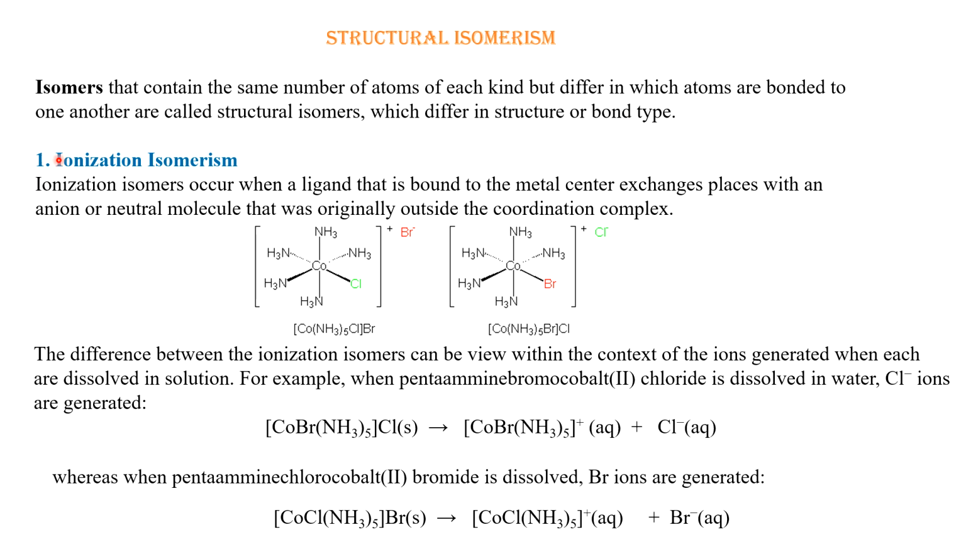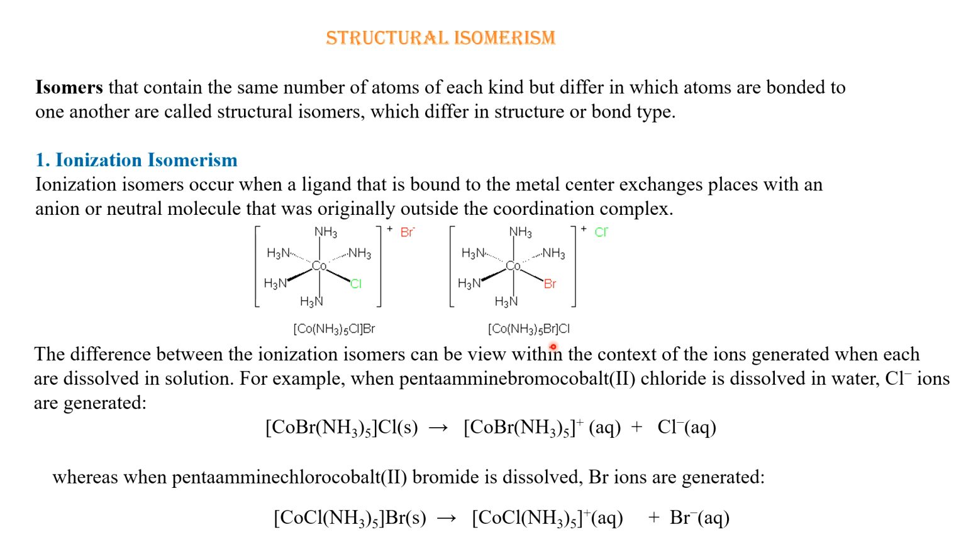So the first type in this structural isomerism is ionization isomerism. What is this? We understand this through these examples. Here the structures of two coordination complexes are given, where you can see their formulas are the same. It has cobalt as the central metal atom, 5 ammonia ligands, 1 chloride ligand, 1 bromide ligand. Here also it is the same.